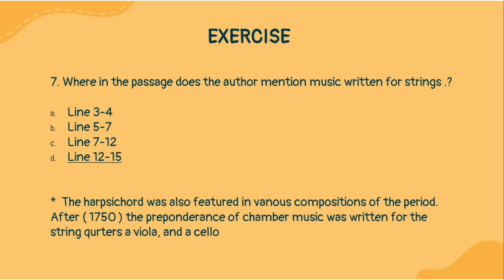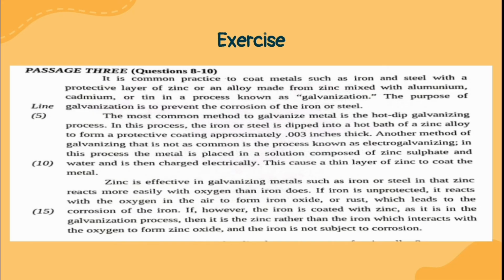The harpsichord was also featured in the Venice compositions of the period after 1750. The performance of chamber music was written for the string quartet, two violins, a viola, and a cello. Passage 3. Question 8 until 10.